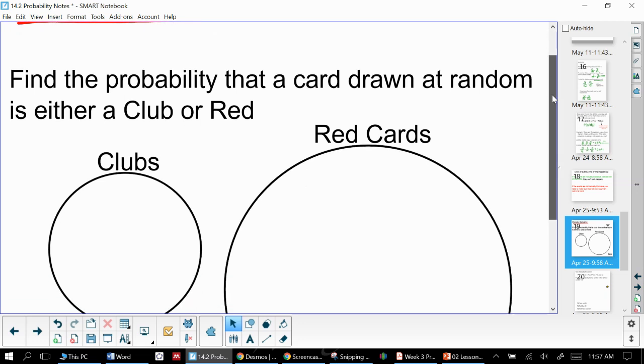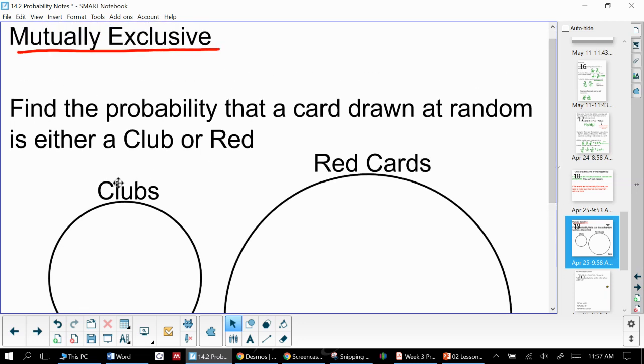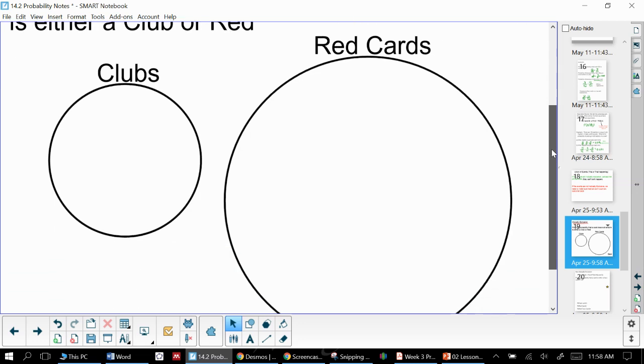So here's an example of mutually exclusive. I like to draw these Venn diagrams. You certainly don't have to, but I do think it's helpful. Find the probability that a card drawn at random is either a club or red. The biggest thing to think about is, are they mutually exclusive? Is it possible to draw a card that is a club and red? It's not, because all the clubs are black cards.